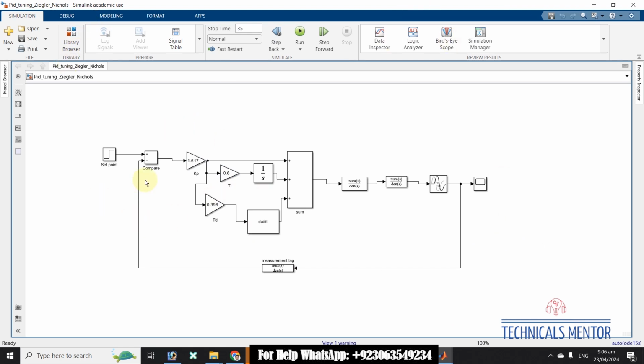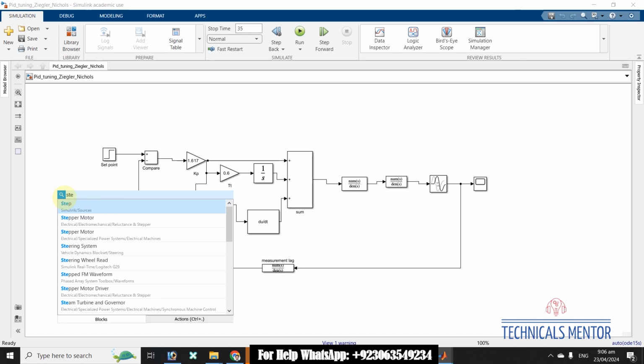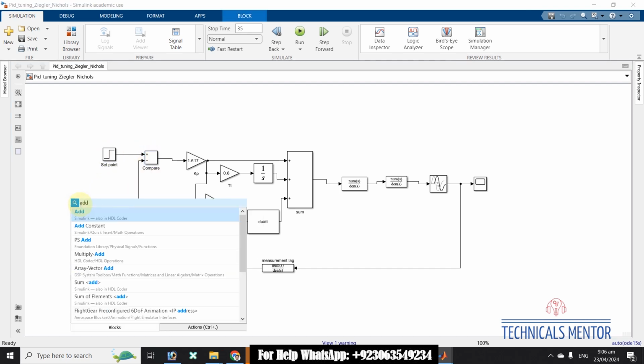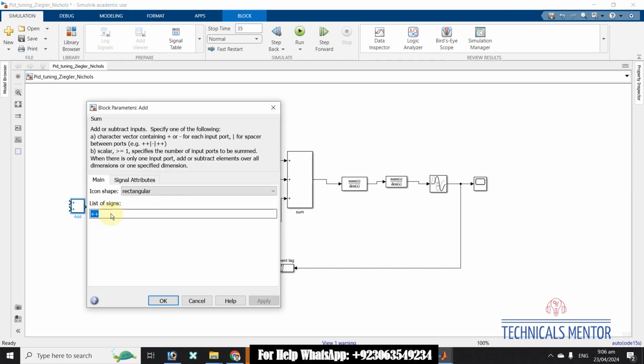You can design this PID controller model, the Ziegler-Nichols model, by using these commands. Step 1, you can search step. If you want to create this model, you can get these blocks from MATLAB. First, you will find the step block. Then you have to add an addition block, the add block, and you can change the sign of the cycle by putting -1, then apply.